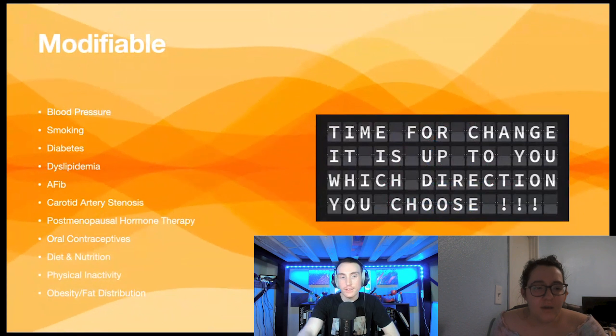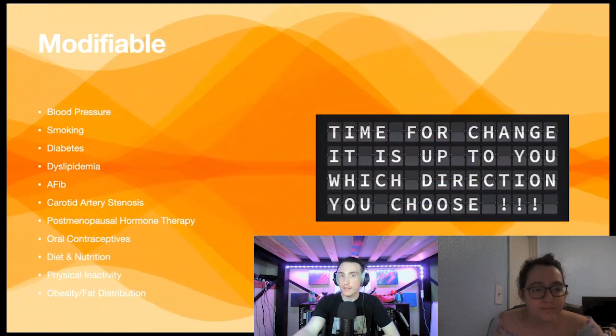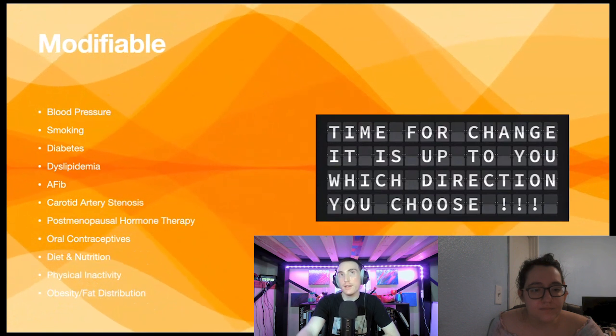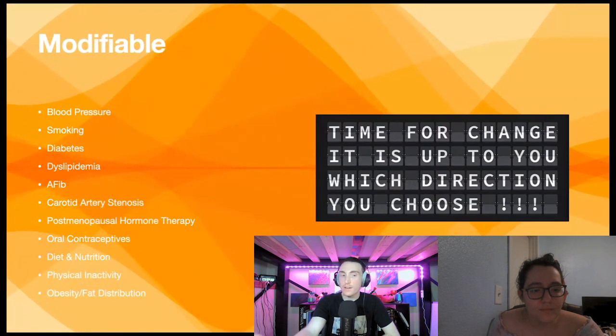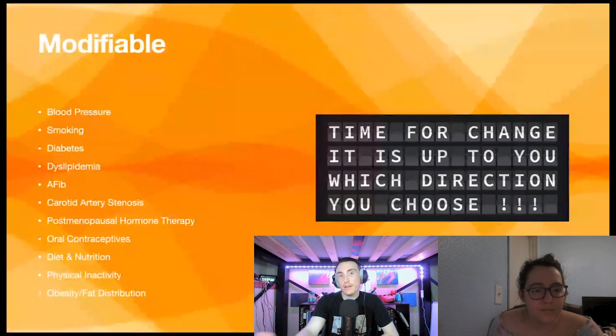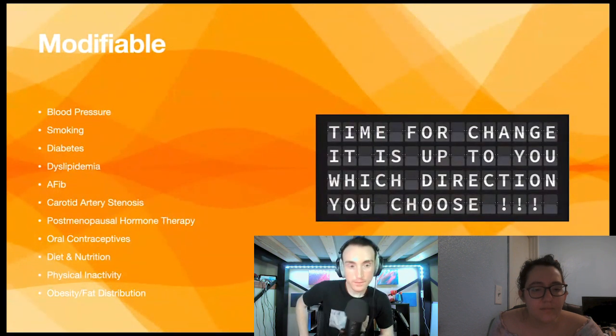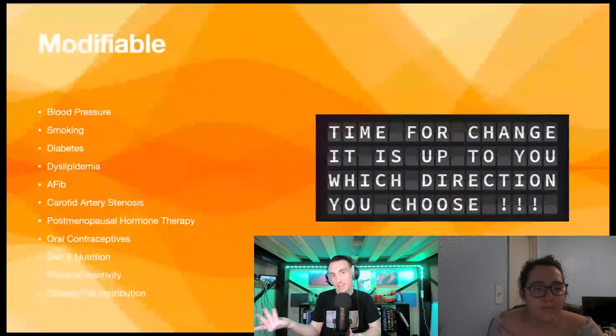And then we'll go on to modifiable. Those are risk factors that you can change in theory. Obviously, on here we have diabetes. So if you have type 1 diabetes, you can't change that. But there are ways that you can help prevent stroke even with diabetes. So modifiable actions, I guess you could say.